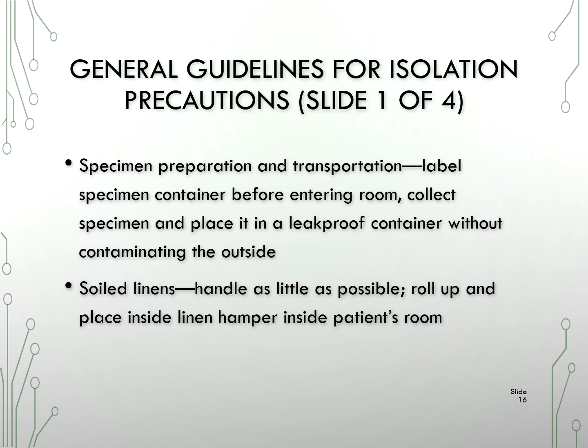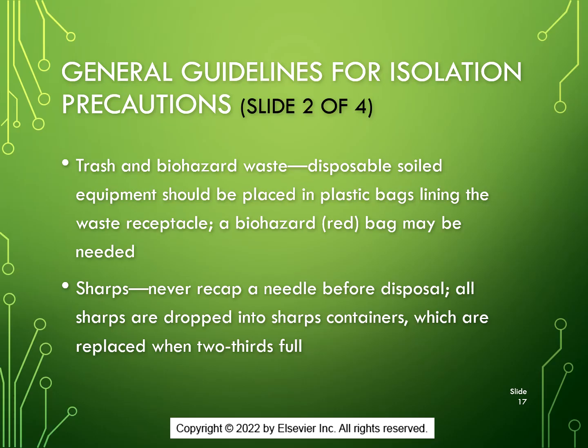Soiled linen is handled as little as possible. Roll it up and place it inside the linen hamper in the patient's room. Never carry unbagged soiled linens in the hallway because doing so will increase the risk of contaminating the surrounding environment. Place disposable soiled equipment and supplies inside a plastic bag lining the waste receptacle in the patient's room. If an item were squeezed, slung, flung, or flicked, like a soiled dressing, it could release blood or body fluids, and all of those items should go in a red biohazard bag.